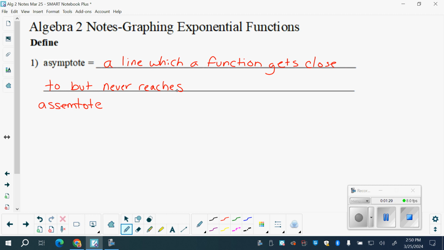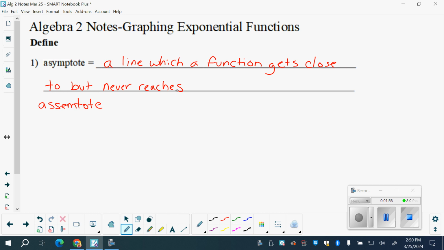So I'll tell you where this came from. I had a sub once and I came back and this is how the sub spelled it. At first I'm like, oh my gosh, what did the sub think that was how it was spelled? But I think the sub was actually spelling it phonetically, because that's how you pronounce it, asymptote. So that's why I wrote that up there.